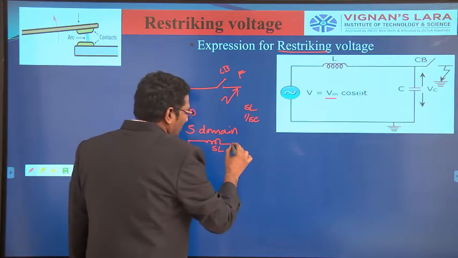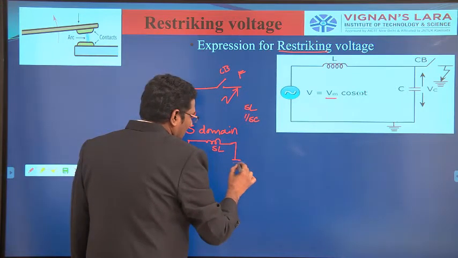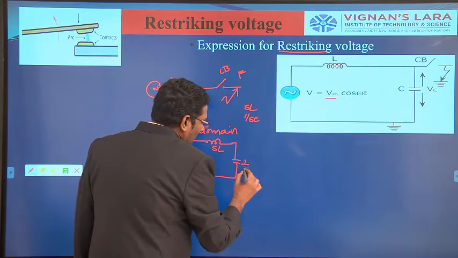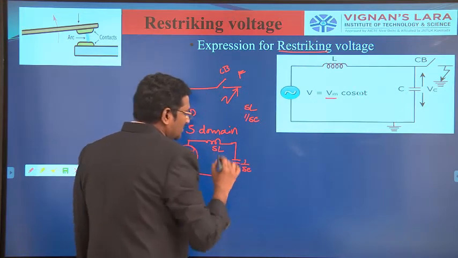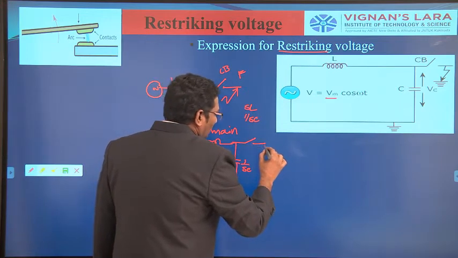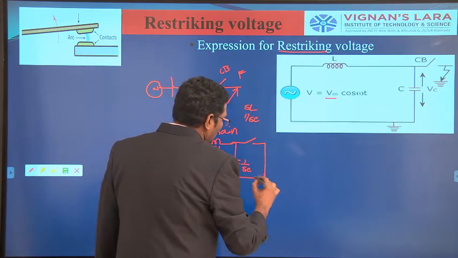So the next one is capacitance. Capacitance is nothing but 1 by SC. Now these are our circuit breaker locations. So these are fault points. So this is our circuit diagram.